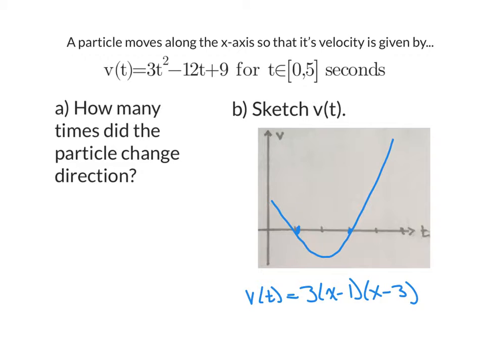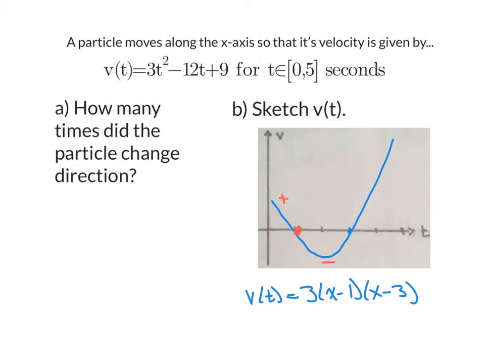Now, back to the first question, how many times did the particle change direction? Well, on this first interval from 0 till 1, the velocity is positive. At 1, the velocity is 0, so that means it stopped. And over the next interval, from 1 to 3, the velocity is negative. So this velocity went from being positive to being negative, stopping at 1. That's one time that it changed direction.